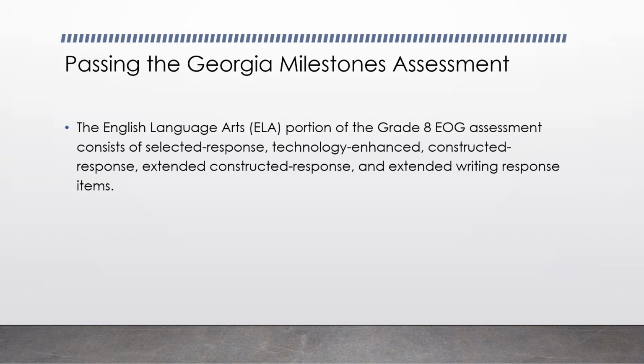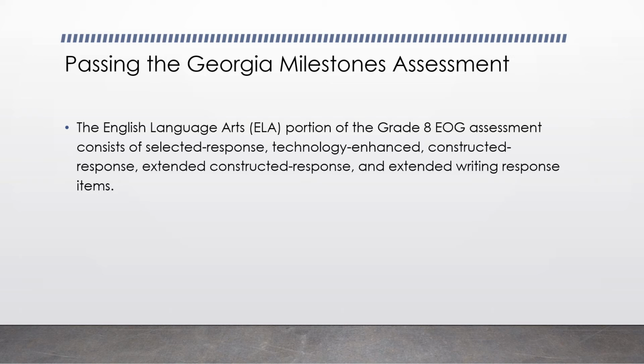So let's talk about what really matters, and that's connecting this to the assessment that you're going to have coming up for all of us, and that's passing the Georgia Milestones assessment. The English Language Arts portion of the Georgia Milestones assessment consists of a few different types of questions. Selected response, which are your multiple choice. Technology enhanced selected response. Those are your multiple choice that include part A and part B questions, where you have to use your answer from part A to then answer part B, and they're all in the same question.